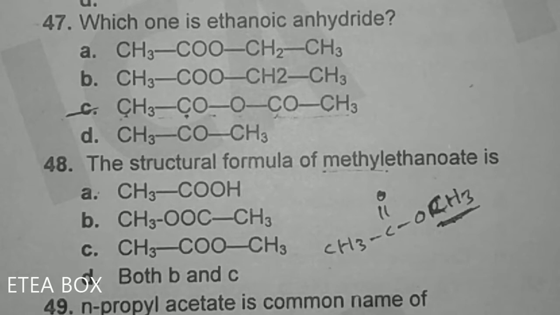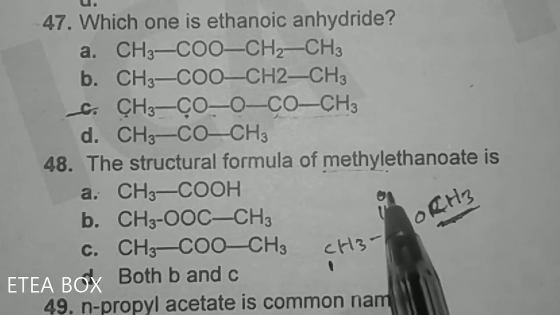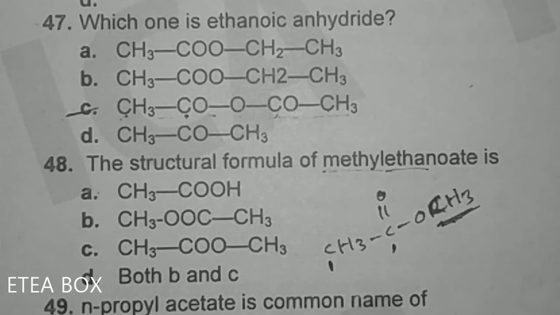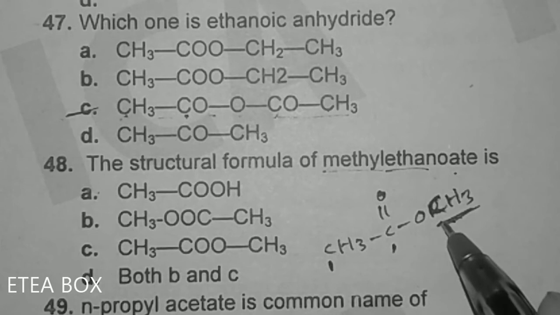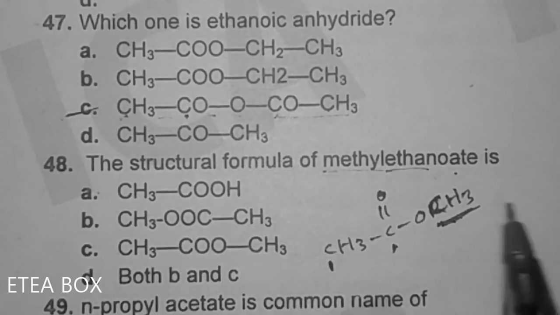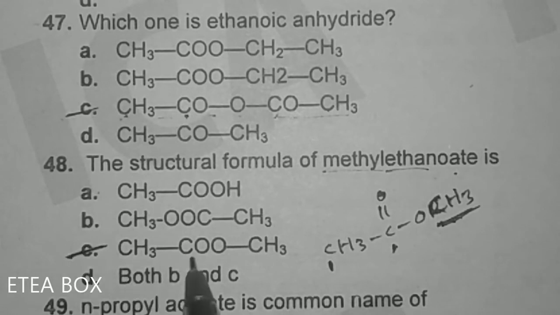And after naming this, you have to write the carbon atom. Look, this is 1 and this is 2. So you have to write ethane, okay? And after this, you have to write noate. So methyl ethanoate. So the structural formula is option C, okay? CH3, C double bond O and OCH3.